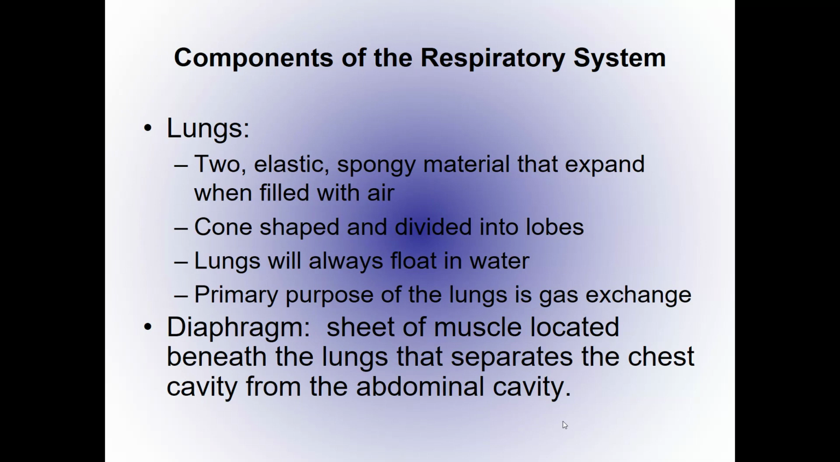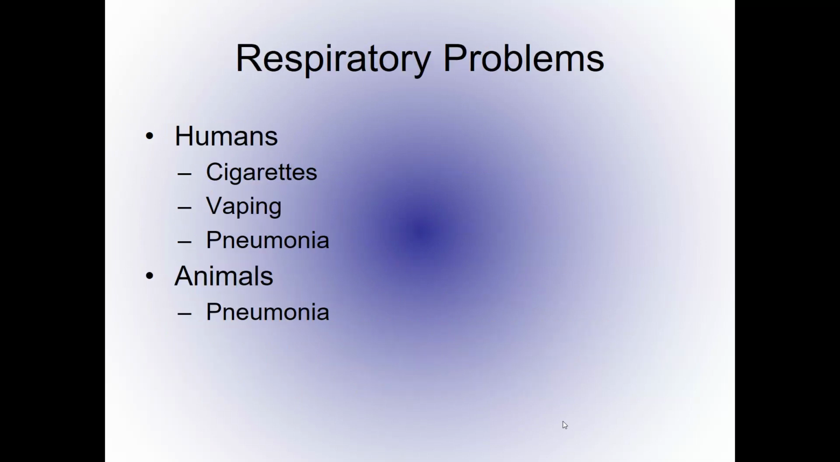The primary purpose of the lungs is the gas exchange, so making sure that carbon dioxide has a way to leave the body and oxygen a way to come in. And all of this is kept separate from other systems with what we call the diaphragm. And I apologize for the spelling error there, but the diaphragm is a sheet of muscle located right beneath your lungs, and it separates your chest, where all the breathing happens, from your abdominal cavity.